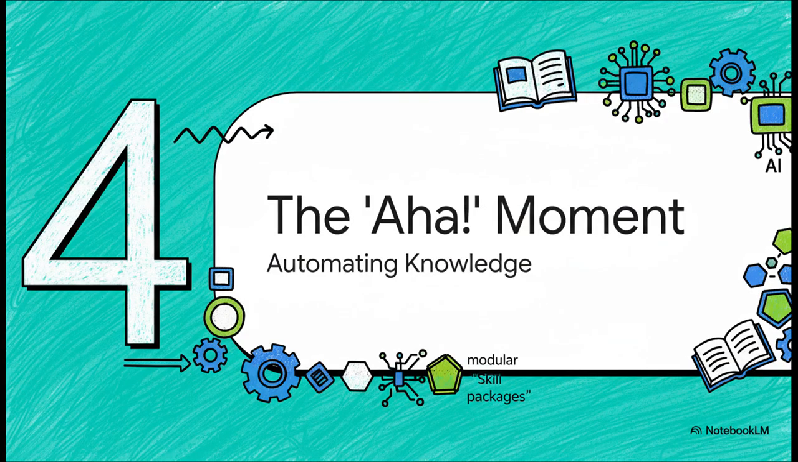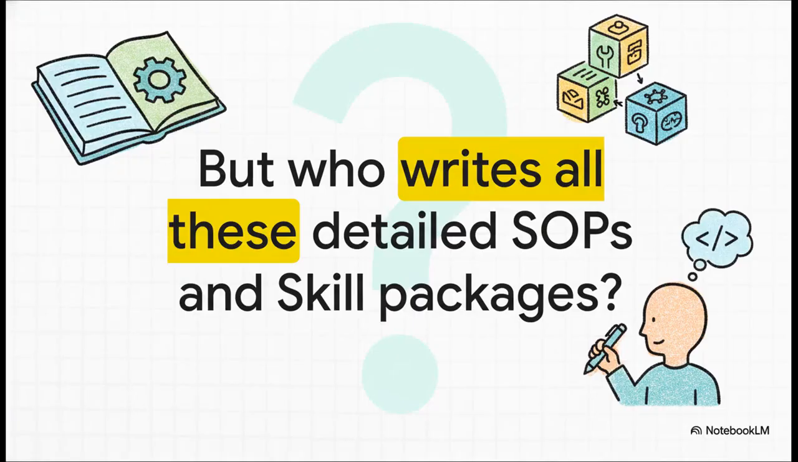Okay, this all sounds amazing, right? We've got our agents.md for project context, and we've got these specialized skills for specific tasks. But this leads to a pretty big question. Yeah, exactly. Who on earth has the time to sit down and write out all these super detailed standard operating procedures and then package them all up into these neat little skill directories? I mean, that sounds like a colossal amount of work.